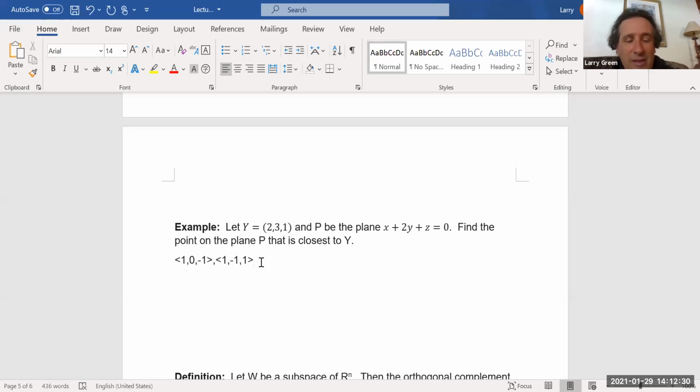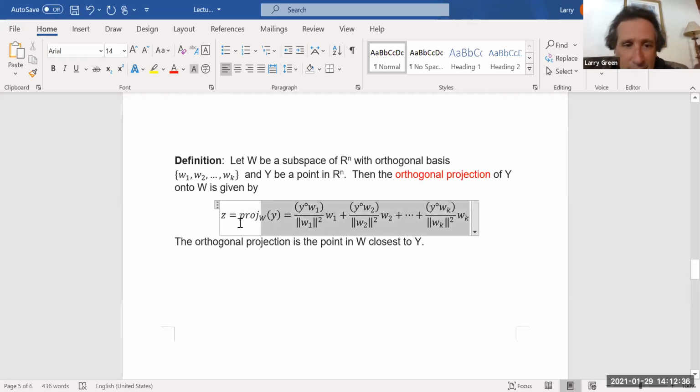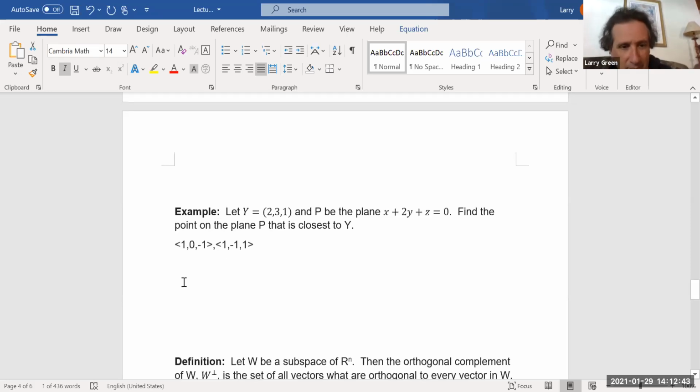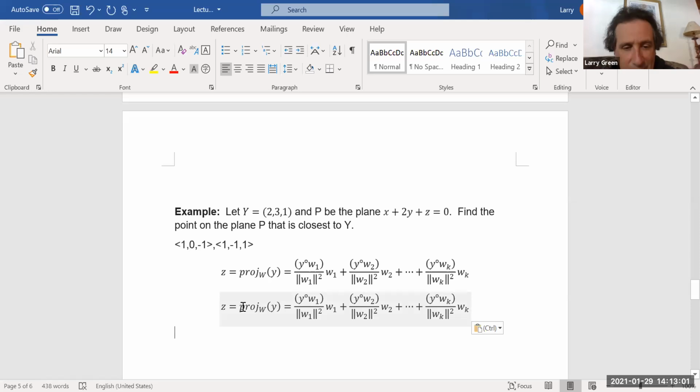So now what I want to do is find, and let me copy and paste so we have it, the projection of y on W. And there's our formula. So now we just do it. So I'm going to just copy and paste again, and let's look at it. In this case, we have our y, which is 2, 3, 1.